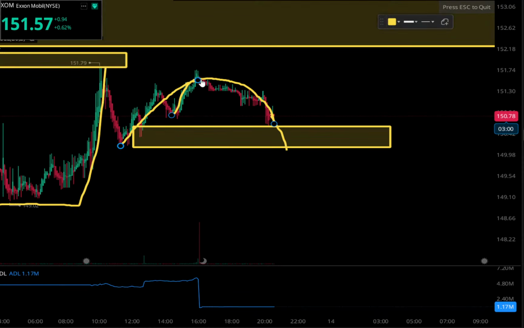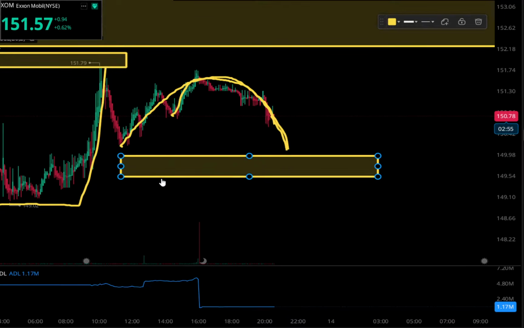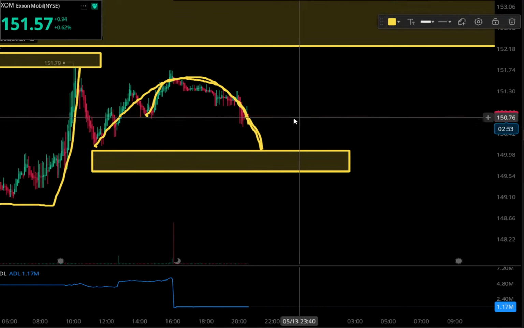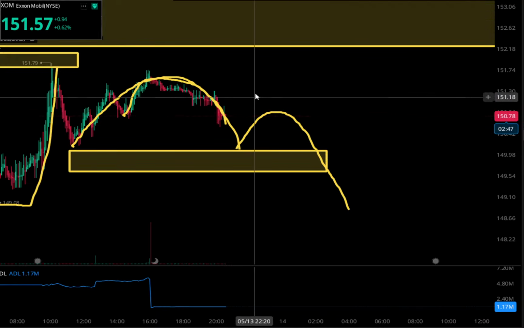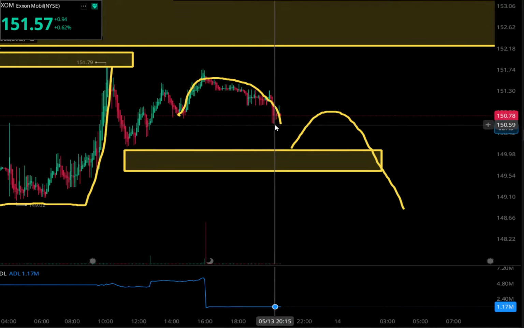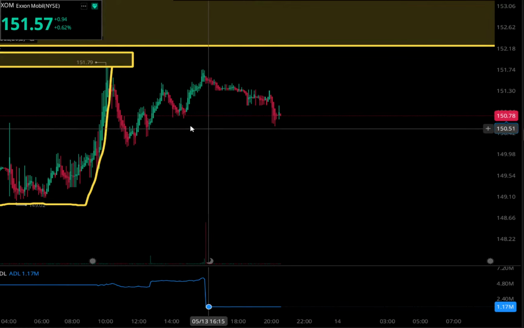We see this inverse cup, okay? And from that inverse cup, we expect further downside. So we would expect that further downside. It hasn't completed yet, but again, this is just how I like to think about trades.